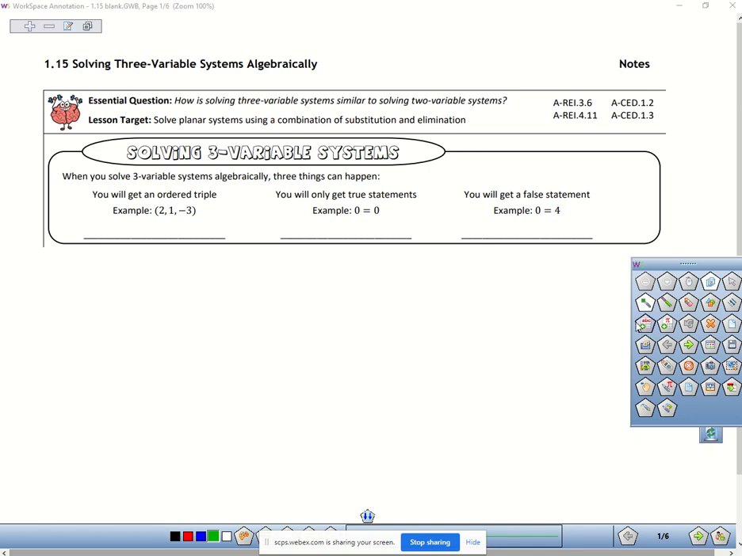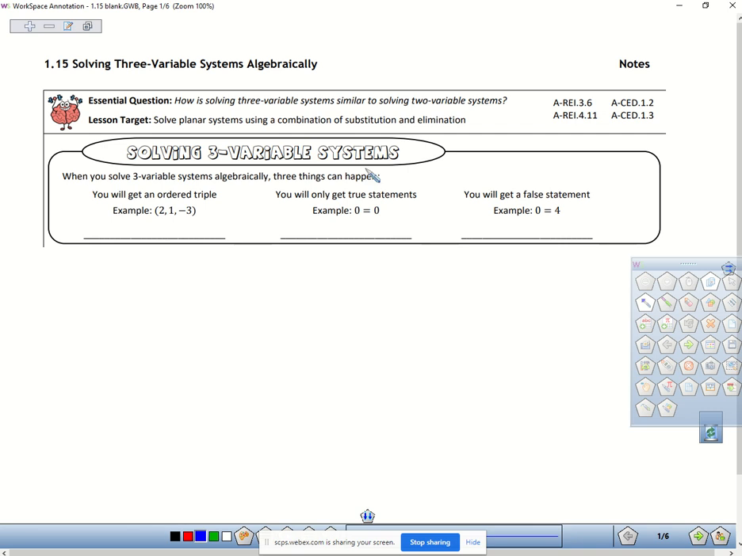So today we're going to be doing 115, which is solving three variable systems algebraically. Okay? So our essential question is, how is solving a three variable system similar to solving a two variable system? And we're also going to be talking about solving planar systems using a combination of substitution and elimination.